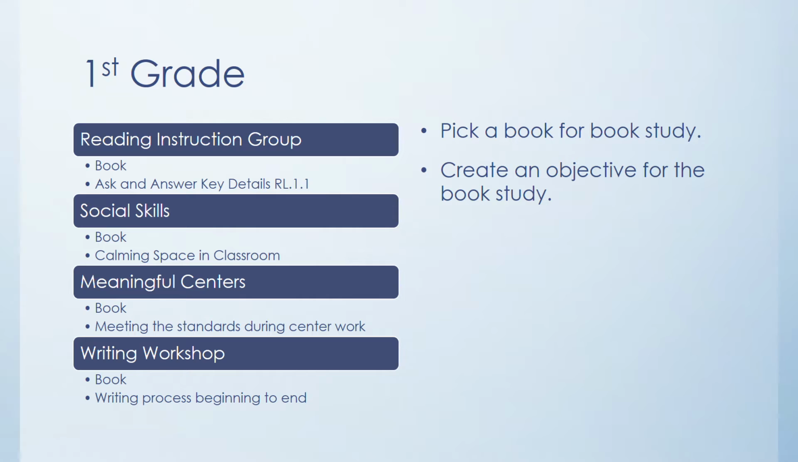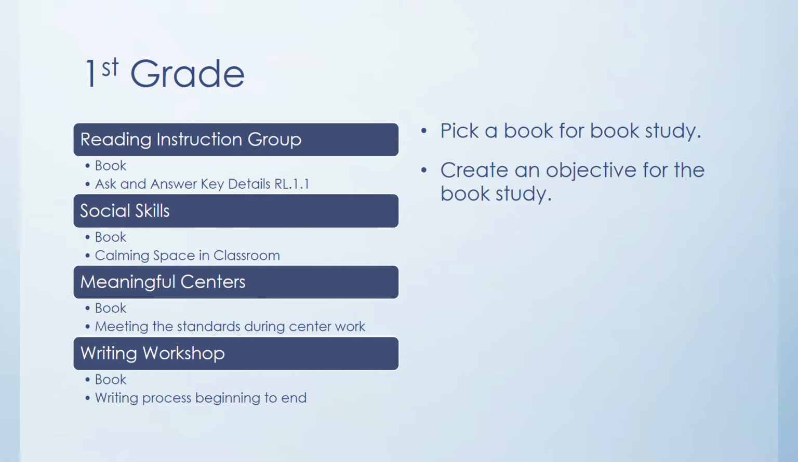First grade did not have to choose a subject because they already picked their content. Each group picked their own content already, so they have to just pick a book and create an objective for the book study. So the first group, we have the reading instruction group. And they were going to look at a book that helped them to be able to ask their students and help them answer key details in a story.